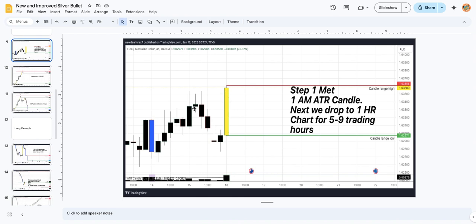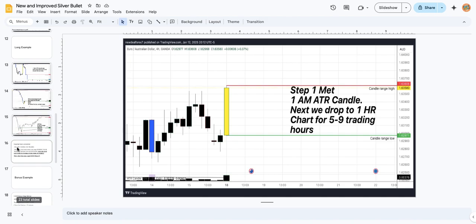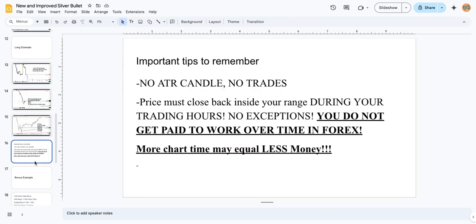All this I could care less about, other than the only action happens after this. After this is when I start trading, okay? But I'm not trading black ranges. All right, no ATR candle, no trade. That's rule number one. Price must close back inside your range during your trading hours, no exceptions.